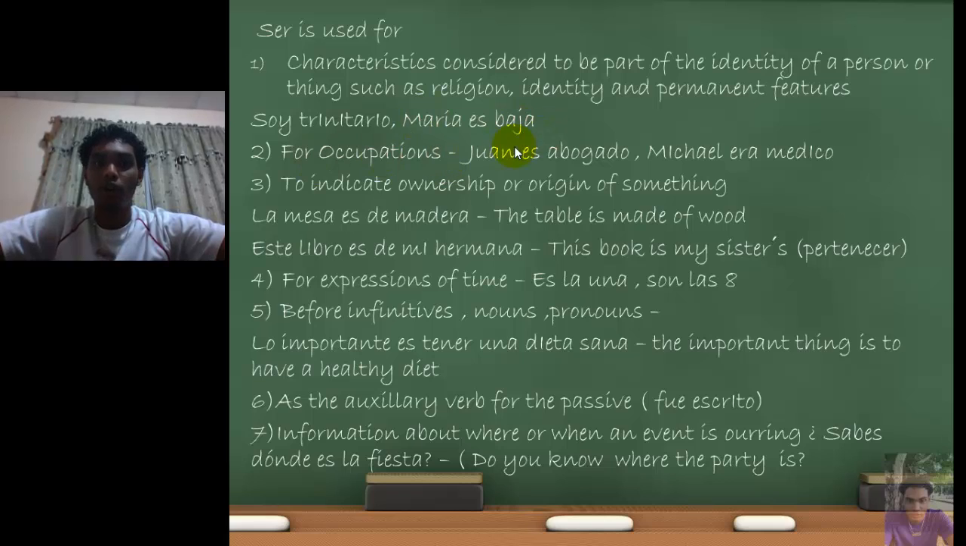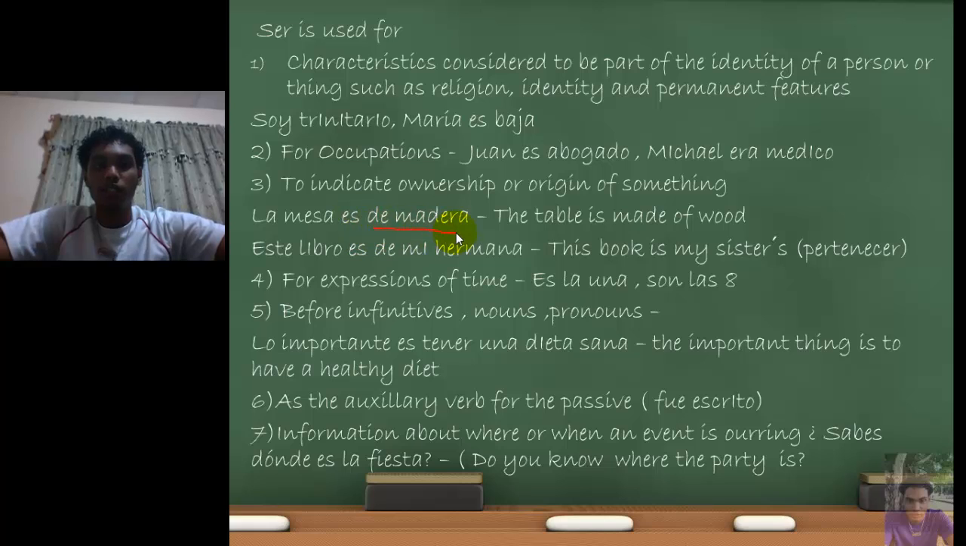Right? Ser is used for occupation. Juan es abogado. John is a lawyer. And Michael era médico. Michael was a doctor. Please note that we don't use the indefinite article un after ser, especially with occupations. Right? Ser is used for material, so the table is made of wood. La mesa es de madera.